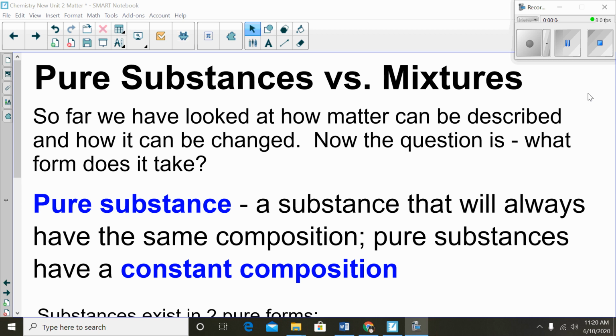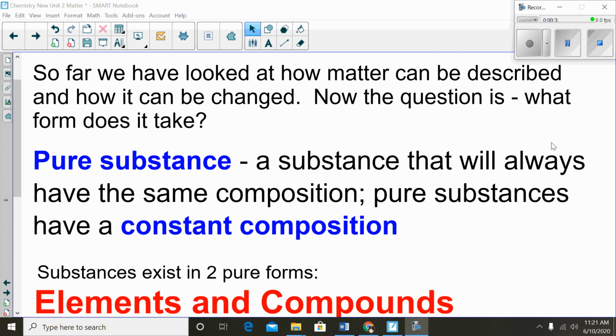This is Chemistry, Unit 2, Matter. Pure substances versus mixtures. So far we have looked at how matter can be described and how it can be changed. Now the question is, what form does it take? Pure substance. This is a substance that will always have the same composition. So pure substances have a constant composition. Now substances exist in two pure forms, elements and compounds.